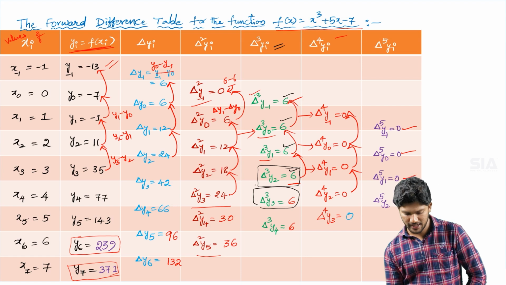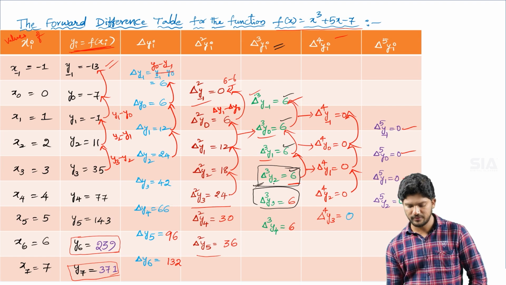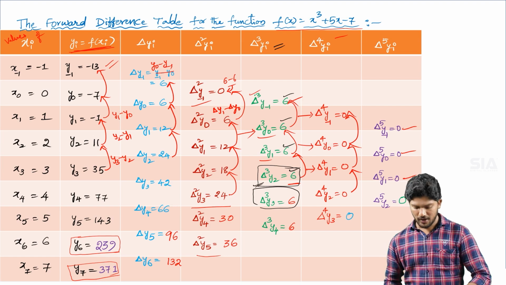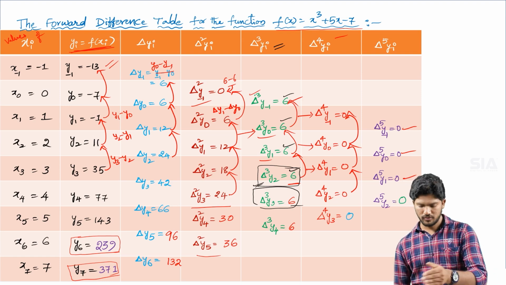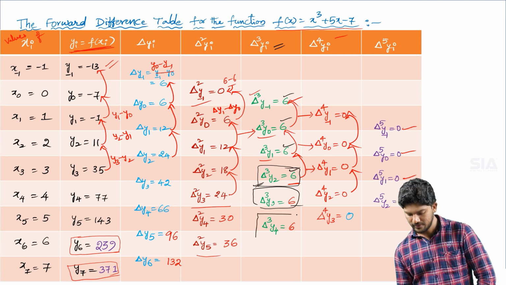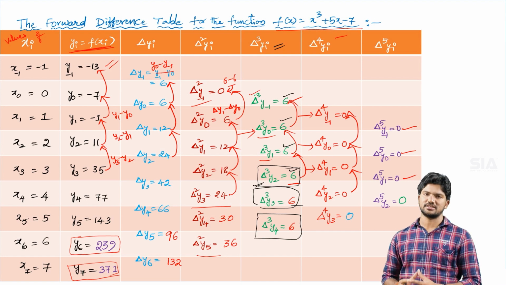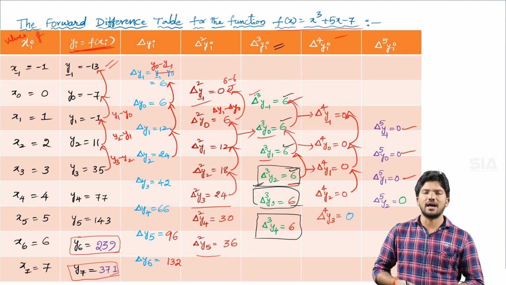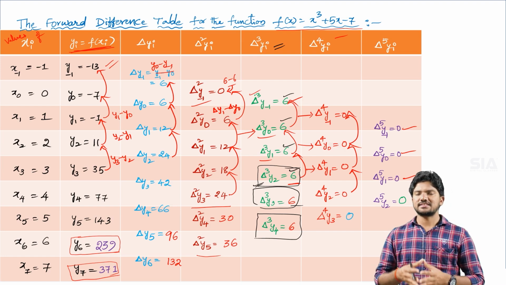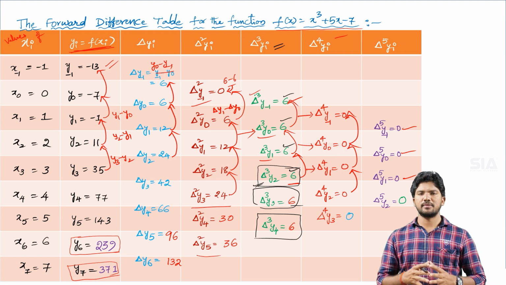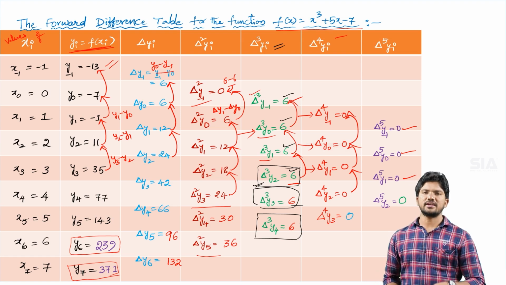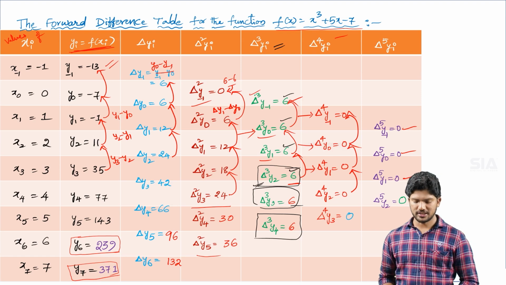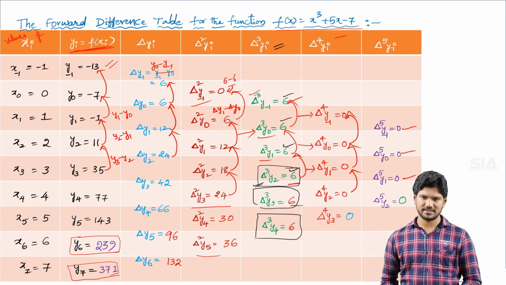Up to delta power 3 y suffix 2 we have 6. After that delta power 3 y suffix 3 you can write 6 only. Next, delta power 3 y suffix 4 also we can write 6. Why? Because in the third column all values are the same, and those numbers are equal to 6. Clearly from the third forward difference operator we can write all the values in that column as 6. That is the key point to solve this problem.